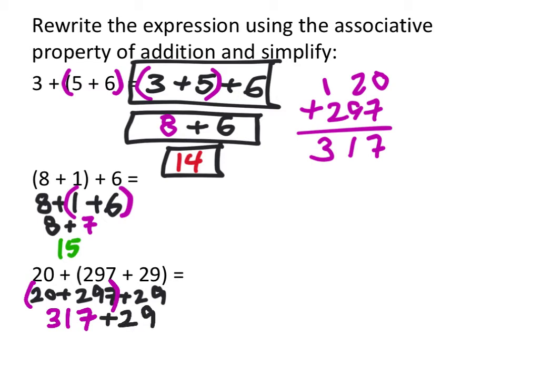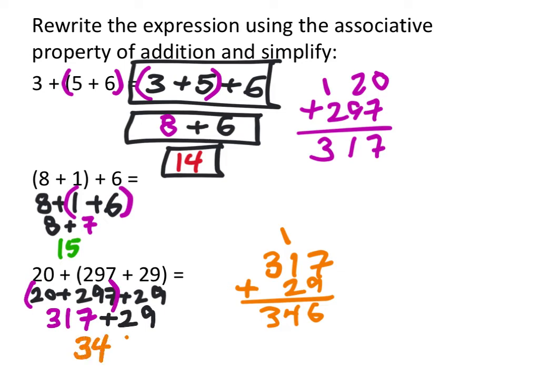And then when I combine those, 317, so that's the new addition part, right? 317 plus 29. 7 plus 9 is 16. 1 plus 1 plus 2 is 4. And then drop the 3. So that ends up being fully simplified as 346.